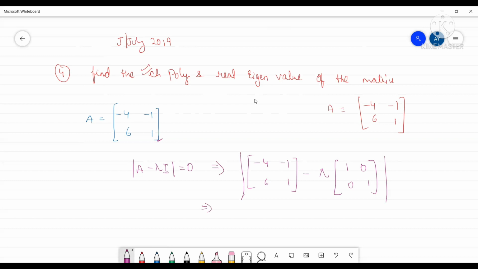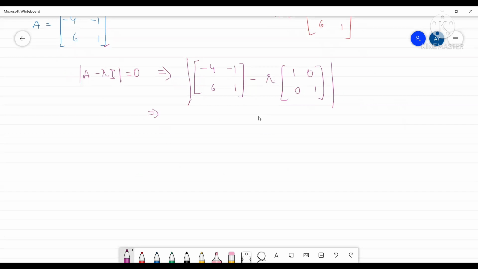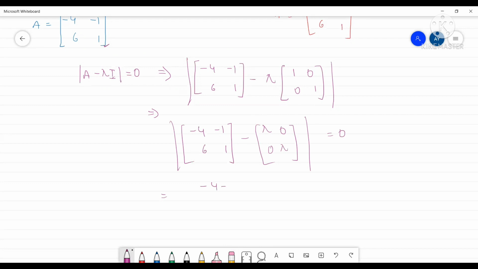So how will you find this one? Yeah. So this will be equal to -4, -1, 6, 1 minus lambda into, you can directly multiply lambda with this one. So what will you get? Lambda 0, 0, lambda. Now subtract these two matrices. What will you get if you subtract? This is equal to -4 minus lambda, -1 minus 0, and 6 minus 0, 1 minus lambda, right? This is equal to 0.